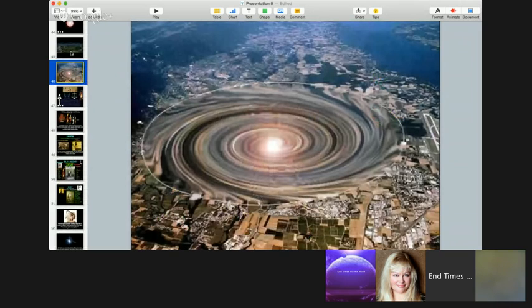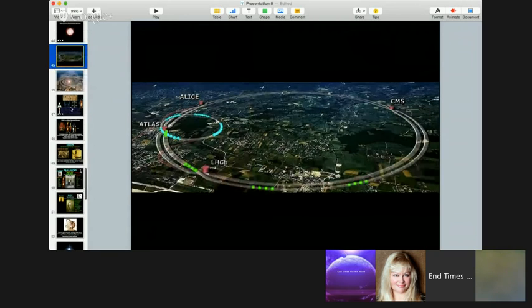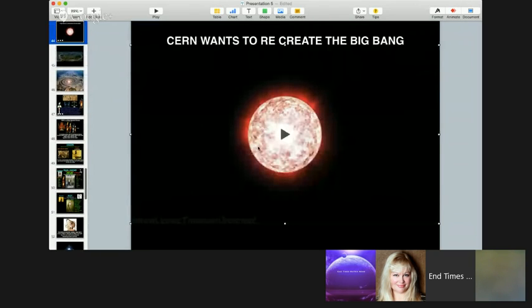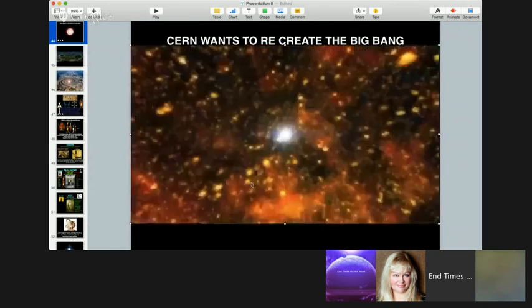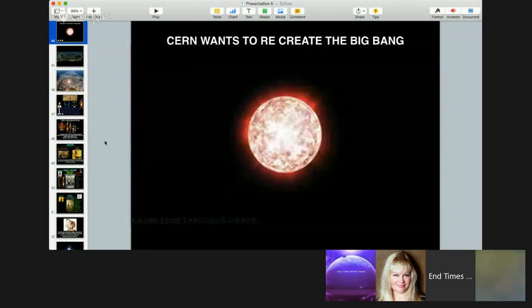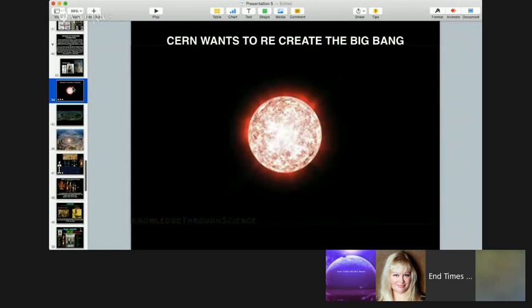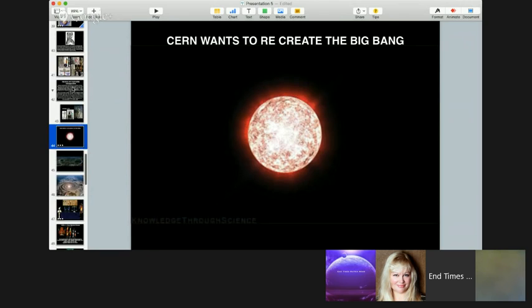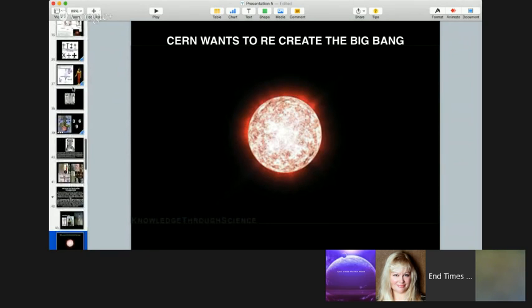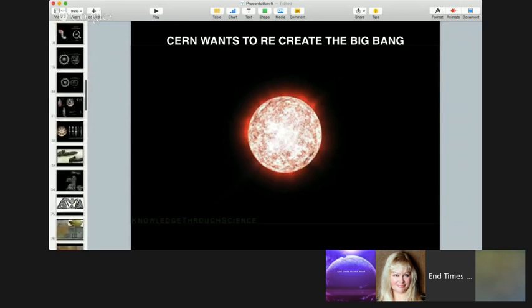So here's CERN, ATLAS, ALICE, and the LHC. And what they want to do is create the Big Bang. They want to recreate that so that they can find the god Ra, which is Helios and Saturn. They try to confuse everybody because he has so many names, to confuse everyone.